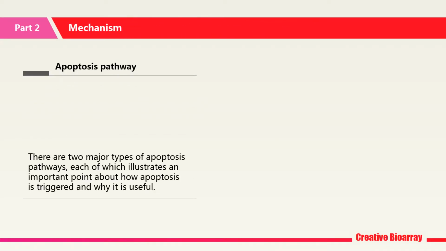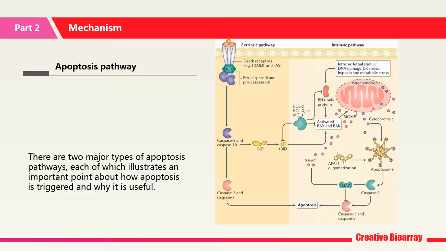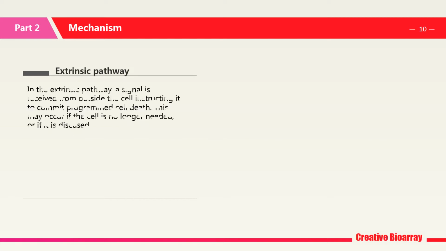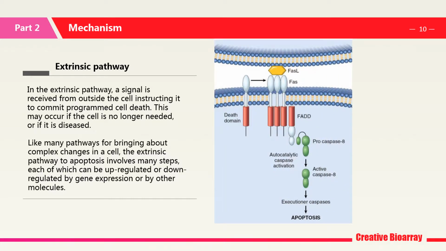There are two major types of apoptosis pathways, each of which illustrates an important point about how apoptosis is triggered and why it is useful. In the extrinsic pathway, a signal is received from outside the cell instructing it to commit programmed cell death. This may occur if the cell is no longer needed, or if it is diseased. Like many pathways for bringing about complex changes in a cell, the extrinsic pathway to apoptosis involves many steps, each of which can be upregulated or downregulated by gene expression or by other molecules.